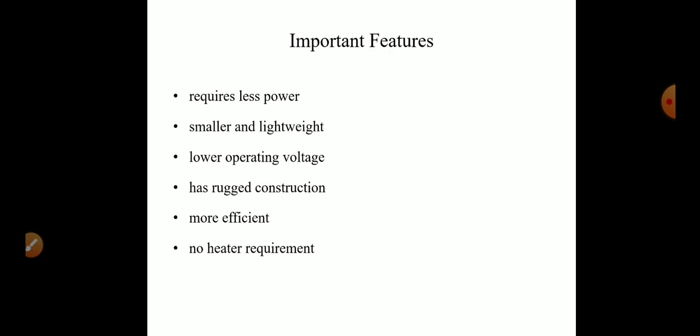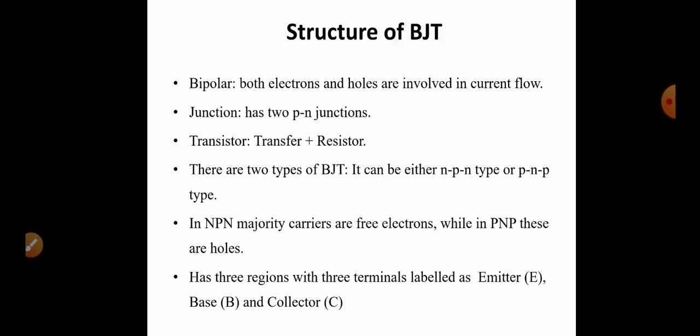Till the invention of the transistor, we were using vacuum tubes. These are the important features of the transistor over the vacuum tube. It requires less power, and it is smaller and lightweight. It operates at low voltage, its construction is rugged, it is more efficient, and there is no heater requirement. These are the important features of the transistor over vacuum tubes.